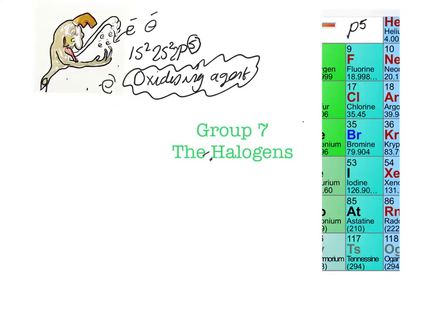Further down the table, we've got chlorine. Chlorine, fluorine's brother, isn't quite as reactive, and that's because of his electron configuration. As you go down the group, there is more shielding of the nucleus by the electrons. Now let's take a look at chlorine.